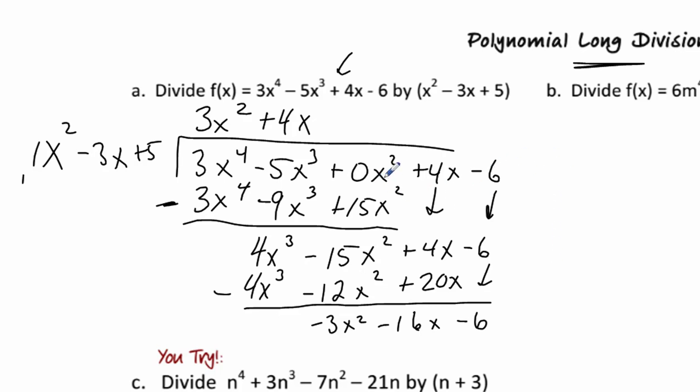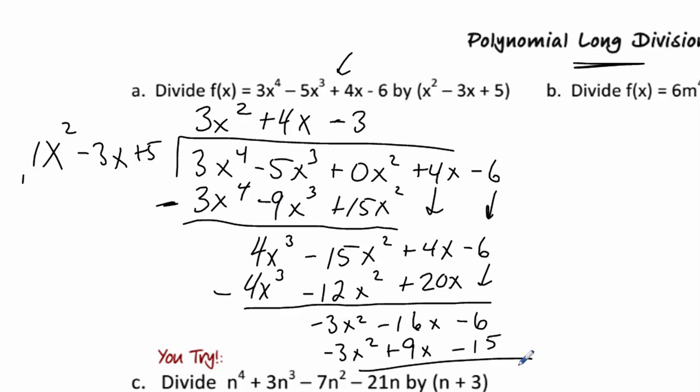So now let's go on and get one more step here. How many times does x squared go into negative 3x squared? Negative 3 times. So negative 3 times that is negative 3x squared. Negative 3 times negative 3x is positive 9x. Negative 3 times 5 is negative 15.